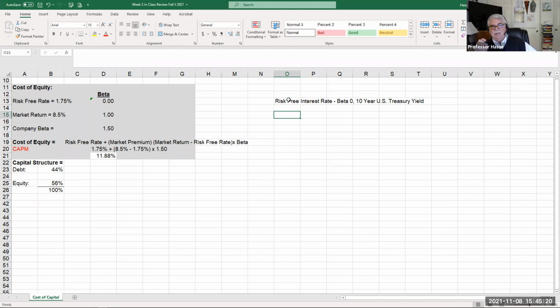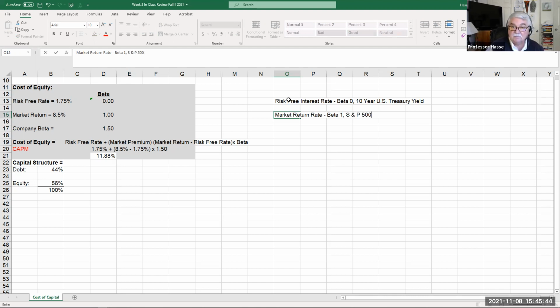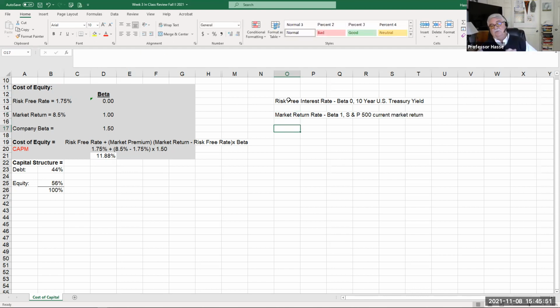Another interpretation also of the capital asset pricing model is the market return rate. This is a beta of 1, which is the average risk in the market. And usually it's the S&P 500 current market return. Now, again, in other sectors of finance, they might use the NASDAQ return or some other indicator. But again, a safe assessment is to take the S&P 500, the Standard & Poor's 500 listing of stocks and the index, and what is its current return in the market. That's the average return in the market.